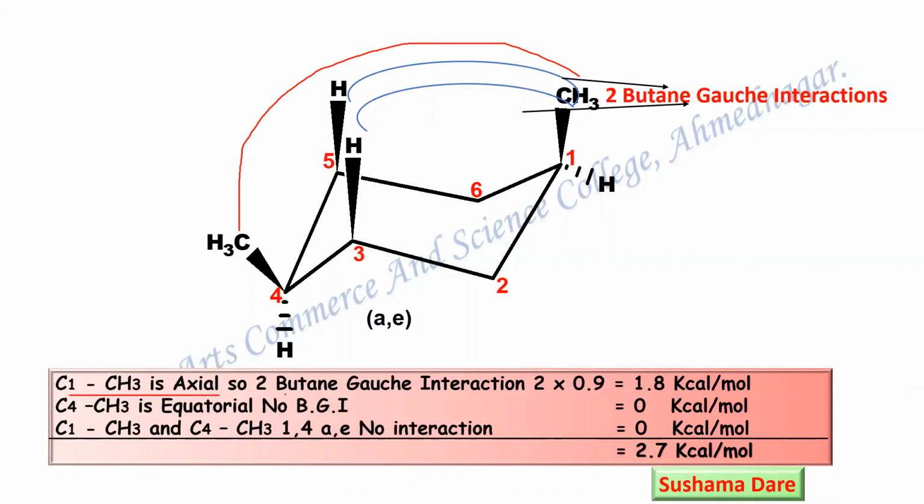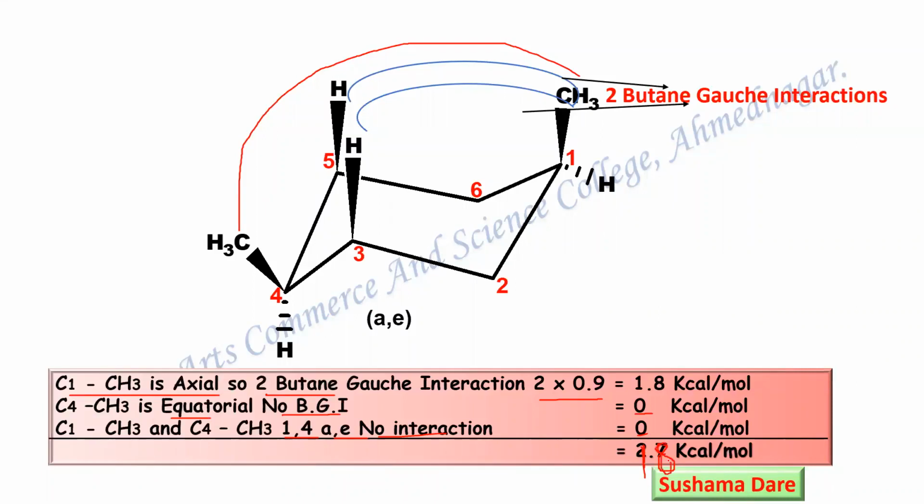So now look at the energy calculation. The C1 CH3 group is axial, so 2 butane-gauche interactions, 2 into 0.9, so it is 1.8 kilocalorie per mole. The C4 CH3 is equatorial, so no butane-gauche interaction, so energy is 0. C1 CH3 and C4 CH3, that is 1,4-AE, again there is no interaction, so energy is again 0. So the total energy of this molecule is 1.8 kilocalorie per mole, right?